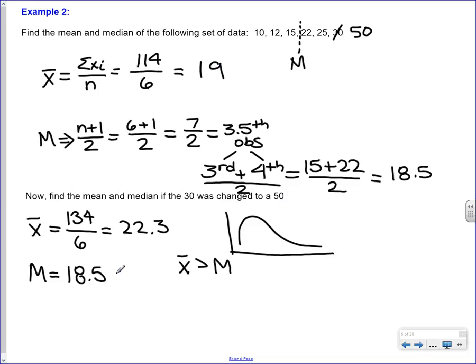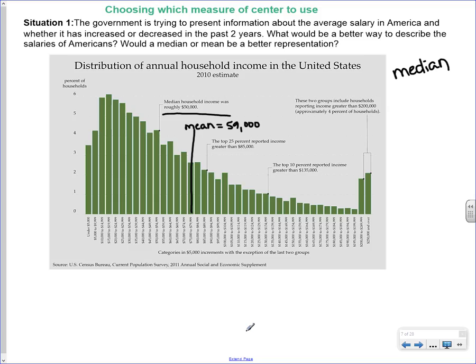And so now the mean is higher than the median, which means we're looking more at a distribution like this, where most of our data falls down here, but we have this one high outlier over here of 50, right? So that's what we're looking at here, showing how changing that one number makes a difference with your mean and your median. So how would this apply to real life, using real data?